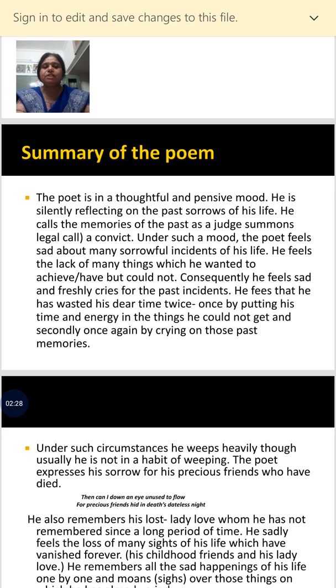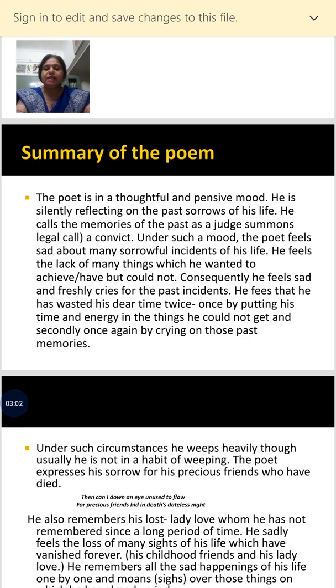So, the poet is in a thoughtful and pensive mood. He is silently reflecting on the past sorrows of his life. He calls the memories of the past a judge, as a judge summons a convict. Under such a mood, the poet feels sad about many sorrowful incidents of his life. He feels the lack of many things he wanted to achieve, but he could not. Consequently, he feels sad and freshly cries for the past incidents.